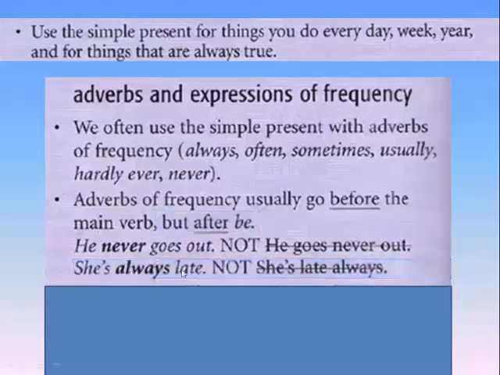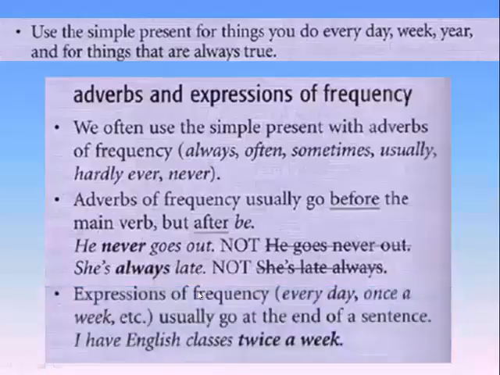She's always late. Here's the verb to be, and the adverb is after the verb. Not she always is late. No, she's always late. He's never home. Okay? And the other thing you need to remember is that sometimes we don't use an adverb. We don't use a word. We use an expression like every day, once a week, and those go at the end of the sentence.